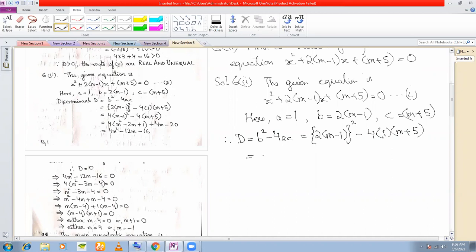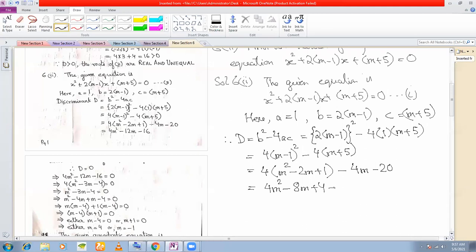So this is 4 times m minus 1 square minus 4 times m plus 5. Now see how to simplify. First expand by a minus b whole square. M minus 1 whole square can be expanded as m square minus 2m plus 1. And for the second one, you open the brackets, you get minus 4m minus 20. So this is 4m square minus 8m plus 4 minus 4m minus 20.